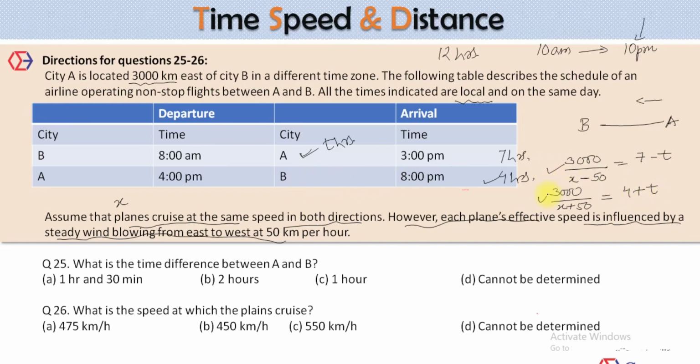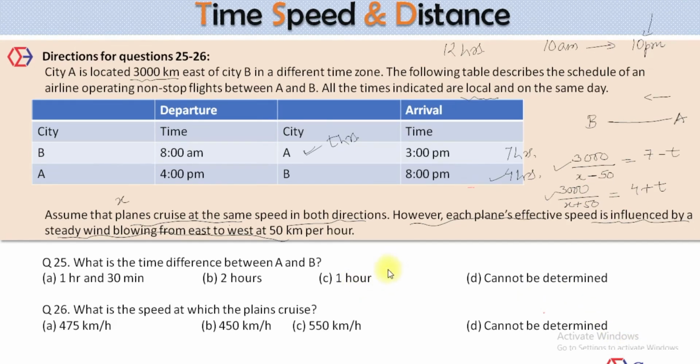So we are left with 2 equations and 2 variables. After solving this, you will get T equal to 1. That means the time difference between these two cities would be 1 hour. And the value of x would be 550 kilometers per hour. So the correct answer for both the questions will become C.